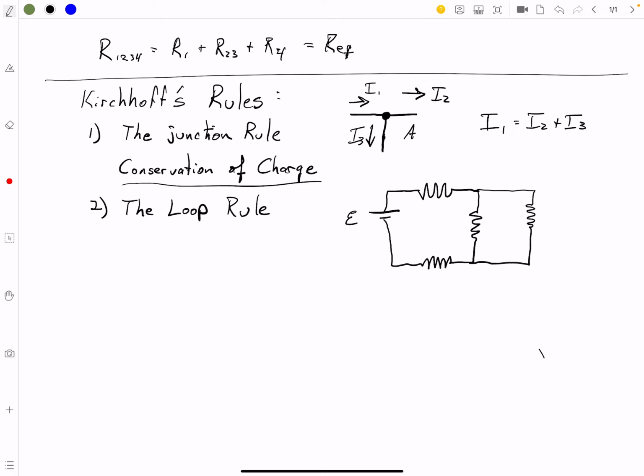So what are we going to do? Let's label R1 here. We'll label this guy R2, R3, and R4. We'll put a point here and a point here. We can label those if we want. We can make that A and B. Let's look at the junction rules for this first.